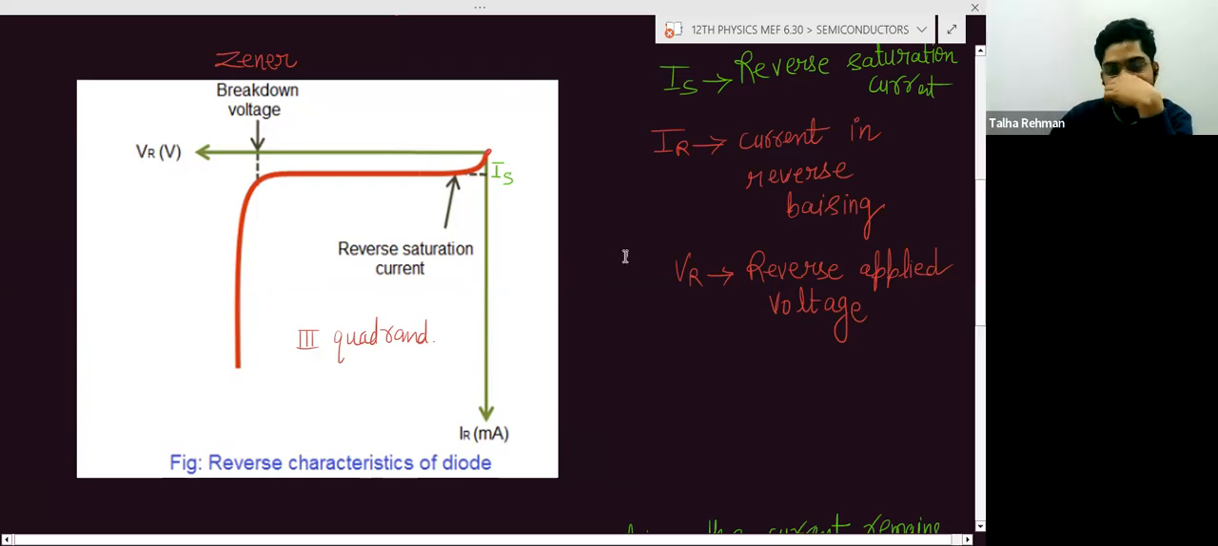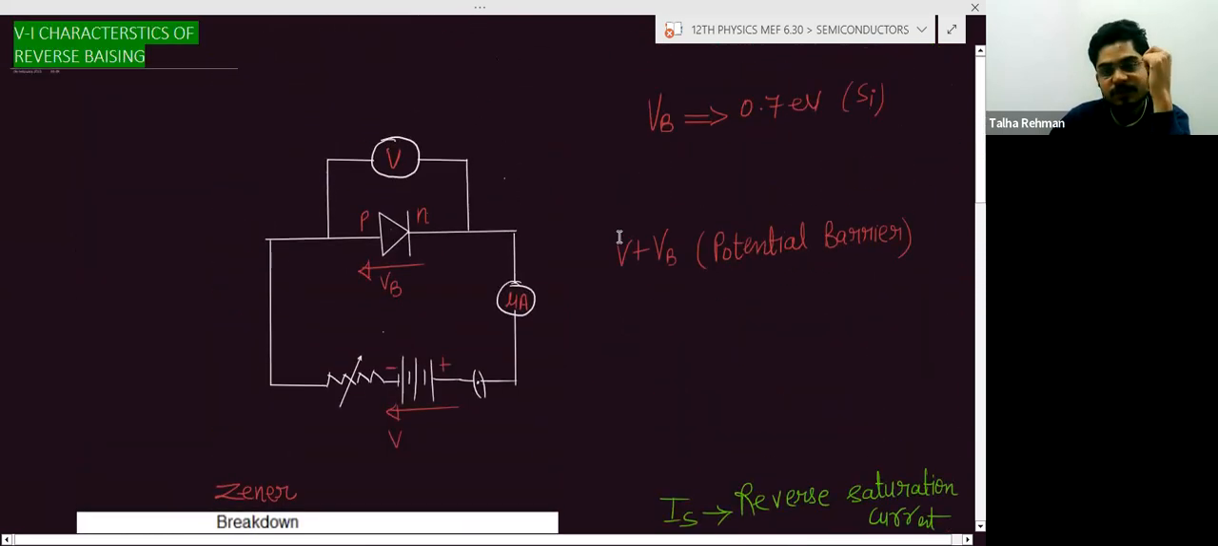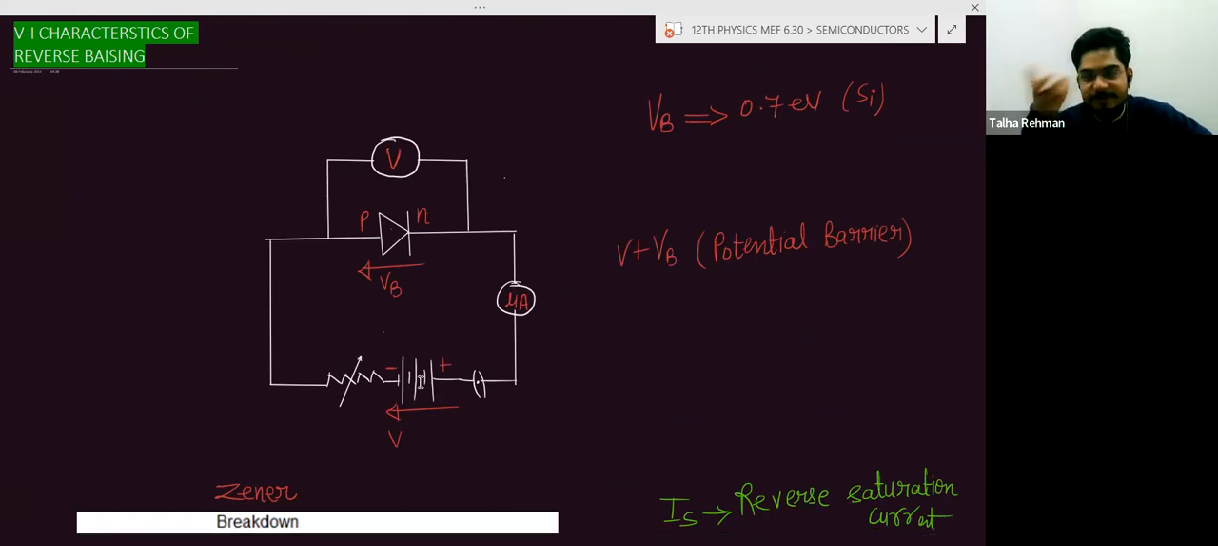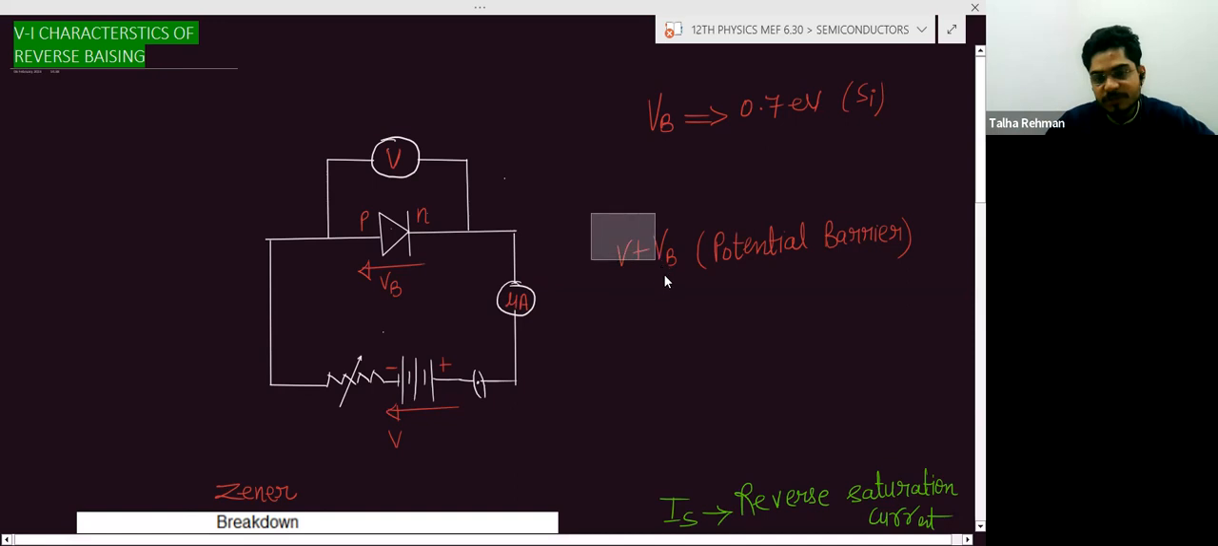So basically, now in this case, to achieve the current, what do we have to do? This is V plus VB. So the applied voltage, we will now apply negative voltage. This V value should be negative. So we will increase the voltage in the negative direction. Why are we doing this? Because we want to reduce this value to get the current.